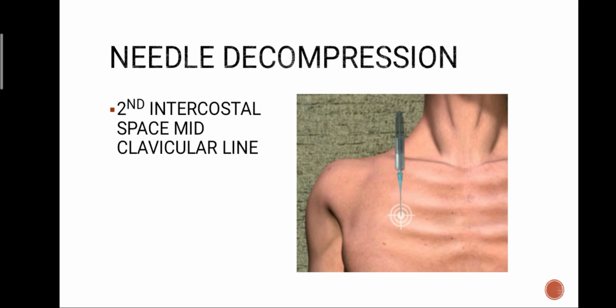So you have to insert a large bore needle at the second intercostal space at the mid-clavicular line and suck the air out. Just syringe the air out so that the patient would survive in tension pneumothorax. This is just an emergency procedure.